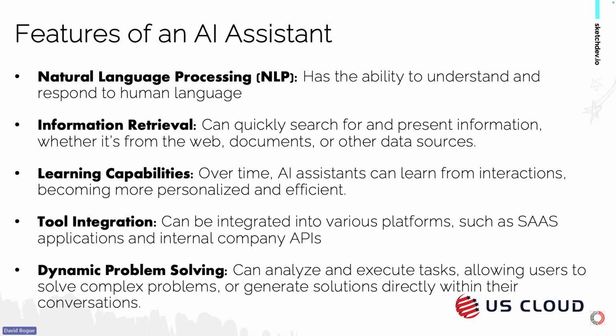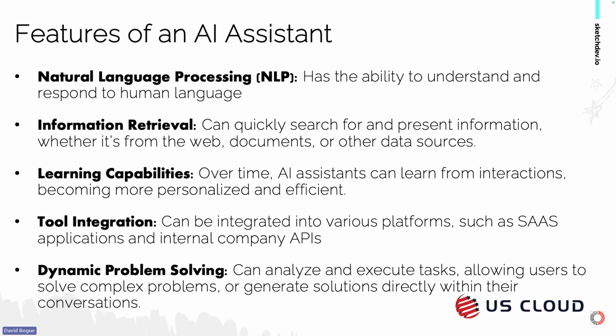First, it needs to be able to understand and respond to human language. Second is information retrieval. So it should be able to search across different data sources. It could be web, it could be documents that you upload, and then pull data from those sources to answer users' questions. It should have some learning capabilities. So over time, the assistant should be able to learn from its interactions, become more personalized and more efficient.